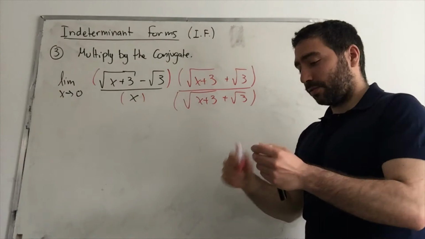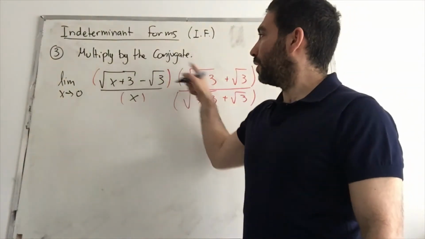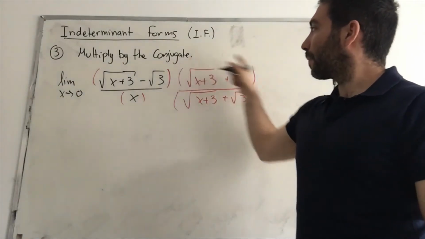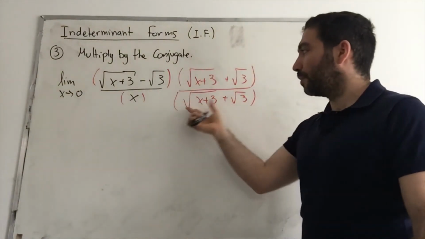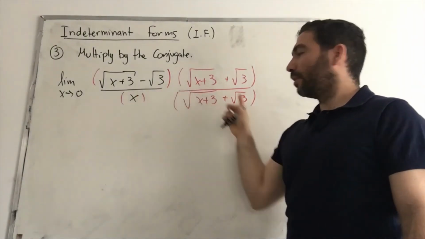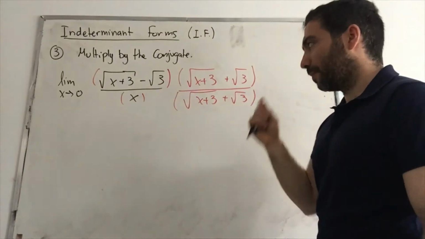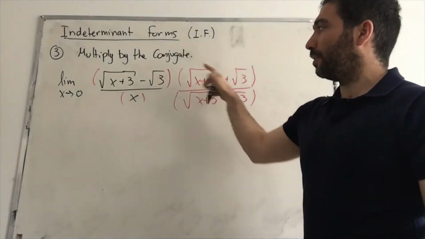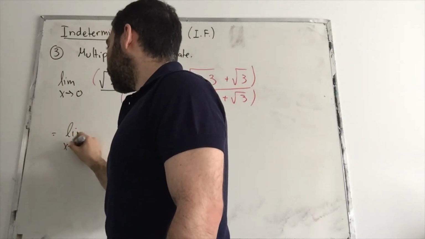So to evaluate this, what we're going to do is on the top, we're going to distribute. Okay, we're going to use FOIL. On the bottom, there's an x times these two terms. Do not distribute. So this is a common mistake that students were making. They would distribute and then they would lose their form. Leave it as is. Just deal with the numerator. So we have the limit as x approaches 0.